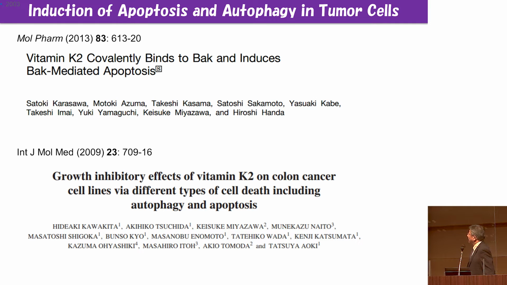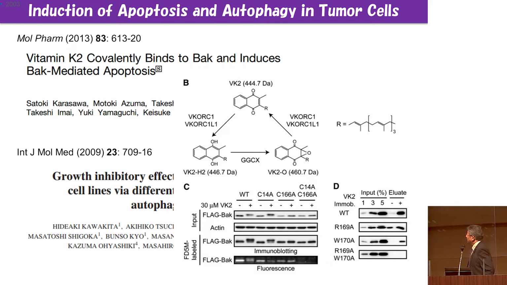Also, Japanese researchers revealed menaquinone 4 effects on the induction of apoptosis and autophagy in tumor cells. Within these studies, it has been shown that the epoxide of menaquinone 4, which is normally an intermediate during metabolic reactions, interacts with cysteine residues of BAK, a protein that has a very unique ability to promote apoptosis, resulting in BAK-mediated apoptosis.